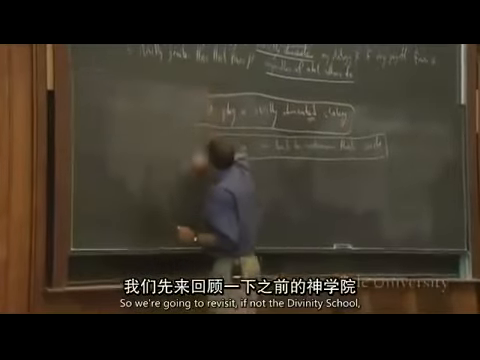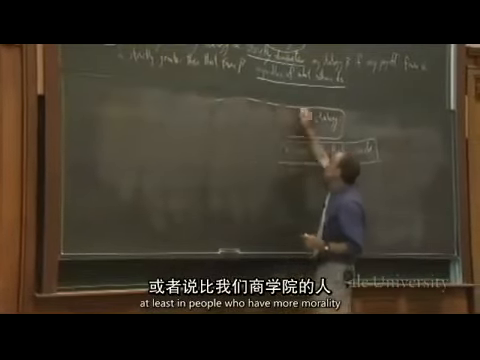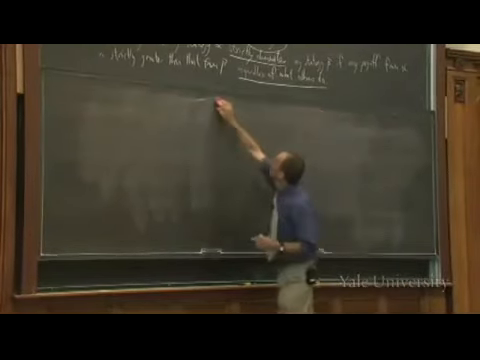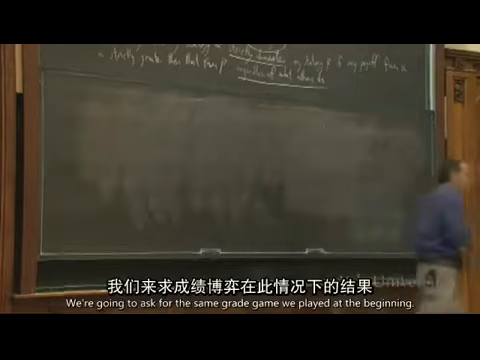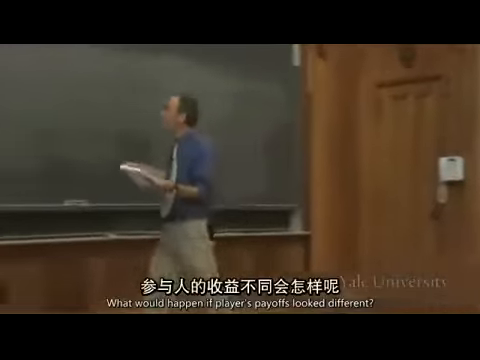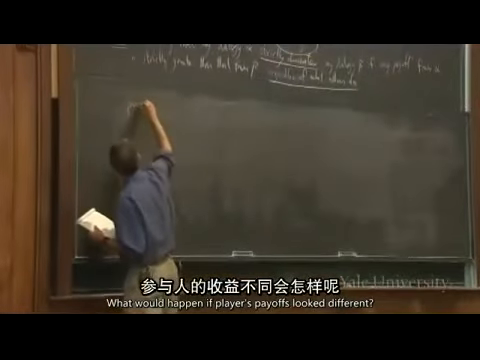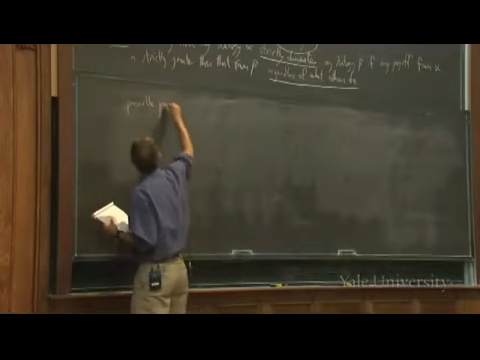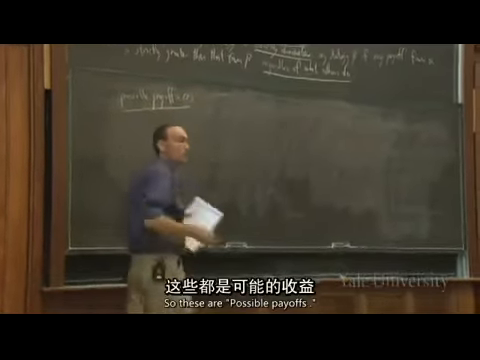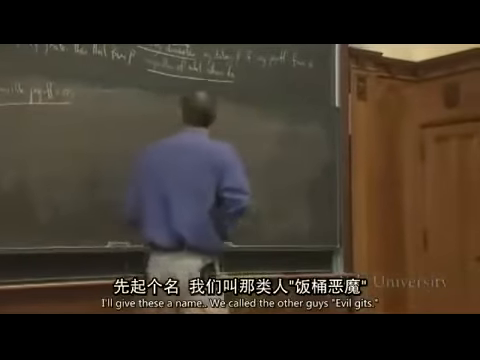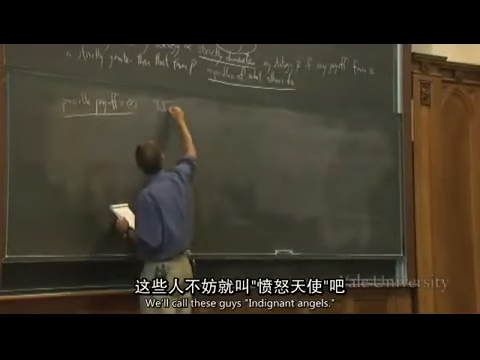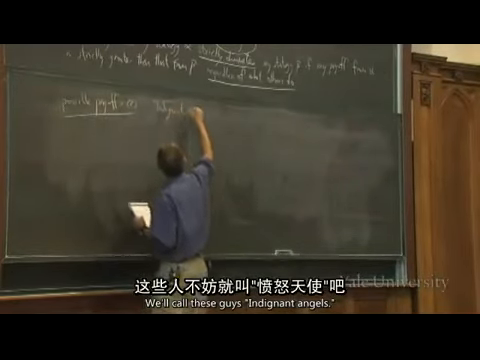So we're going to revisit, if not the divinity school, at least some people who have more morality than my friends up in the business school. And we're going to ask, for the same grade game we played at the beginning, what would happen if players' payoffs looked different? So these are possible payoffs too. All right? And I'll give these a name. We called the other guys evil gits. So we'll call these guys indignant angels.